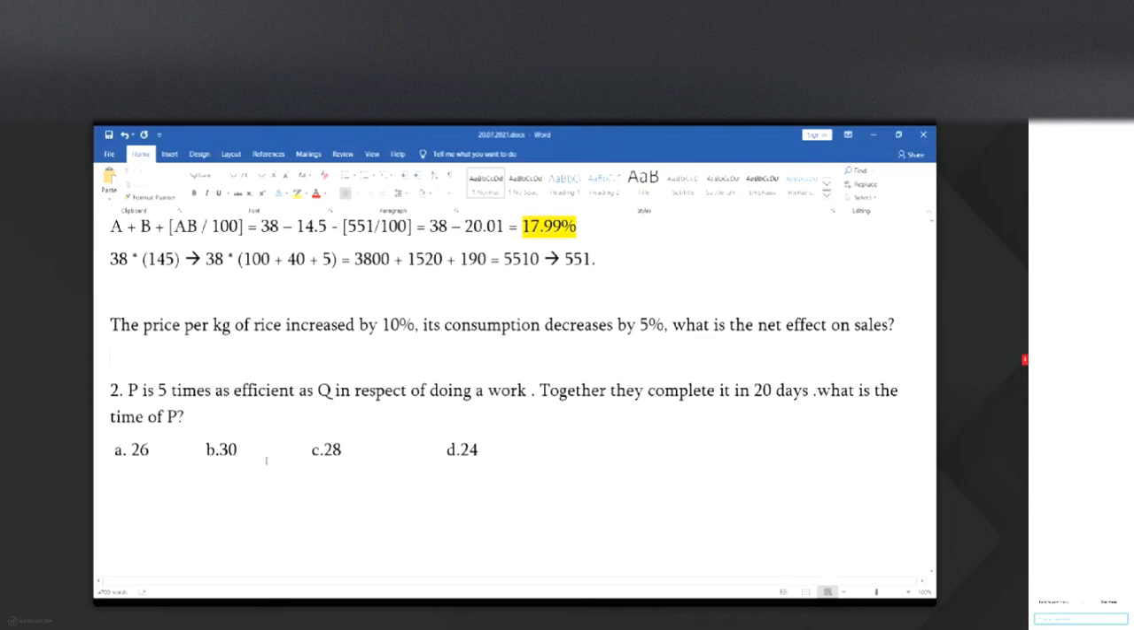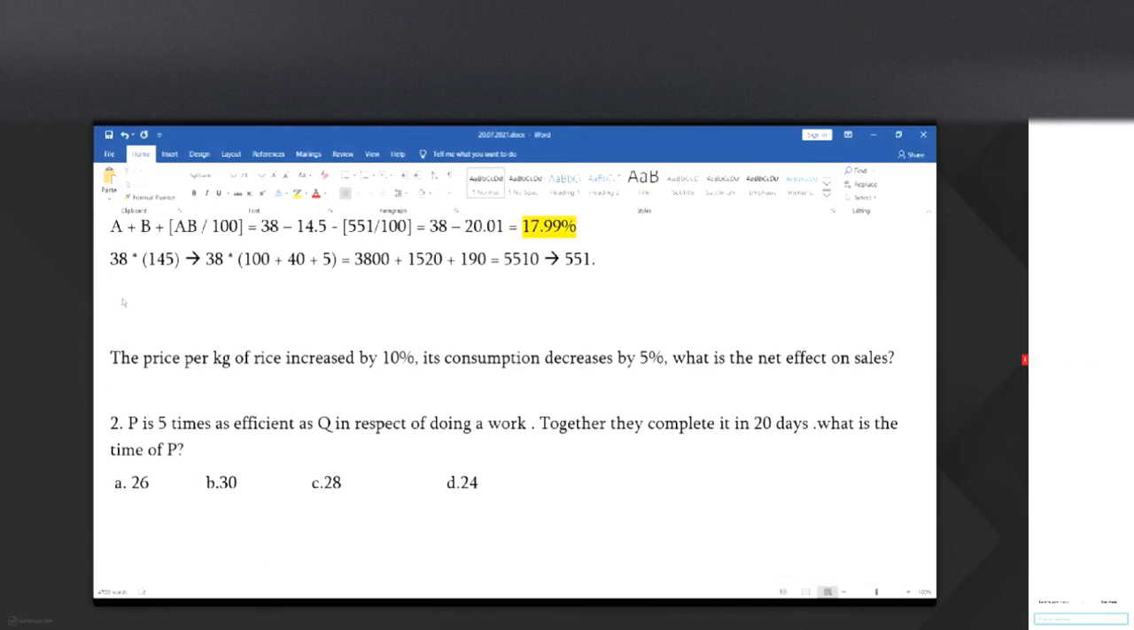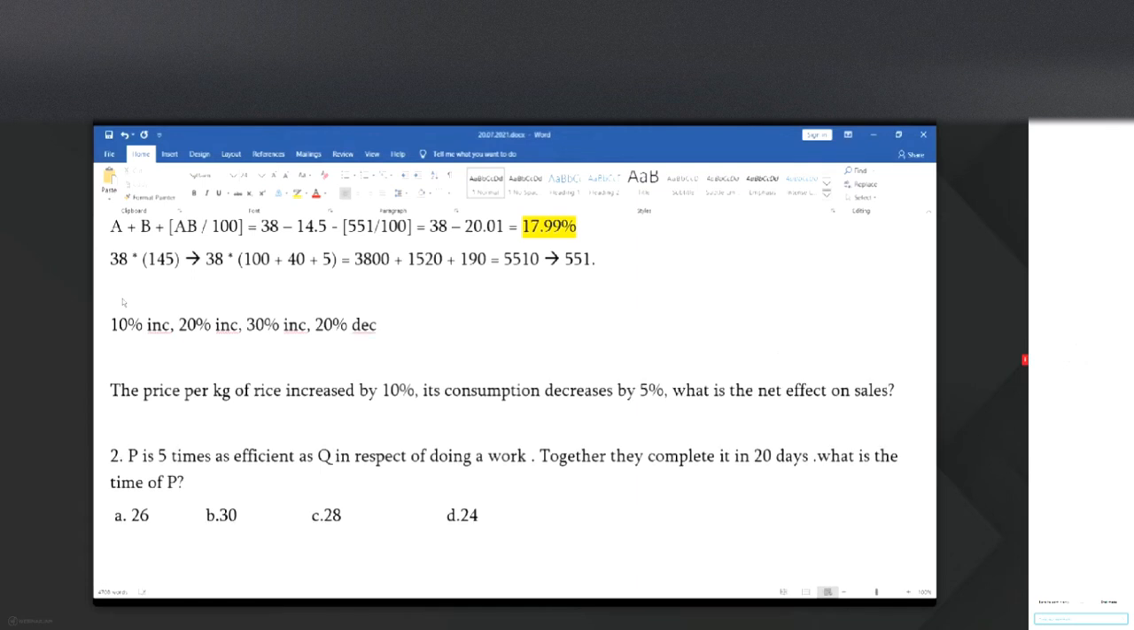Okay, but just before this, I just want to say, let's say there is a 10% increase, a 20% increase, a 30% increase, and a 20% decrease. Okay, we have four things. How do you do this here?